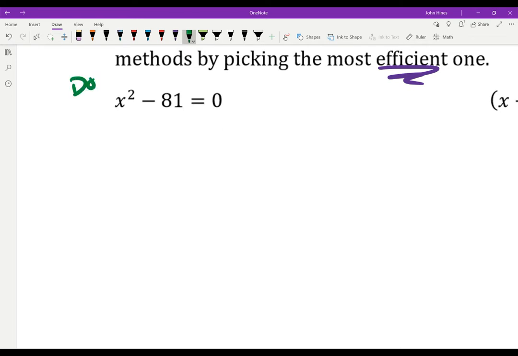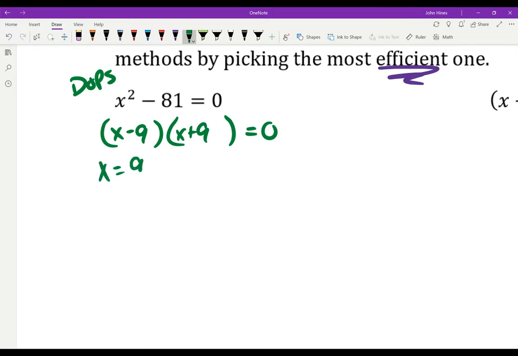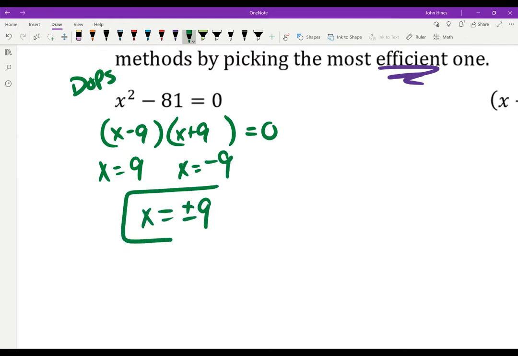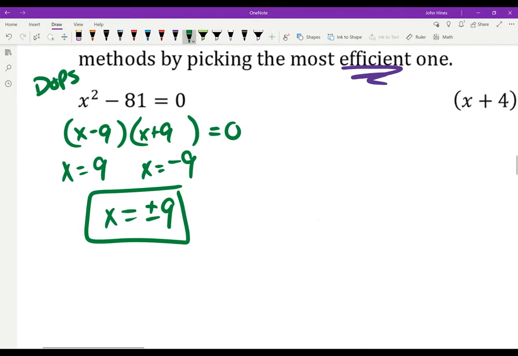I'm going to say, wait a second. This is the difference of perfect squares. This is DOPS. X minus 9, x plus 9. I'm going to factor there. I'm already done with this quadratic equation because I realized it's set equal to 0 and I can factor it. Using the zero product property, I get 9 and -9. So x equals plus or minus 9 is my answer. You could have also used inverse operations. That was another choice for that one.